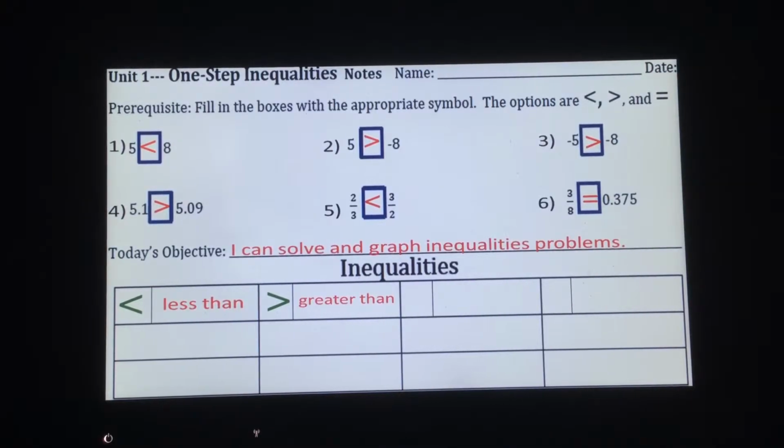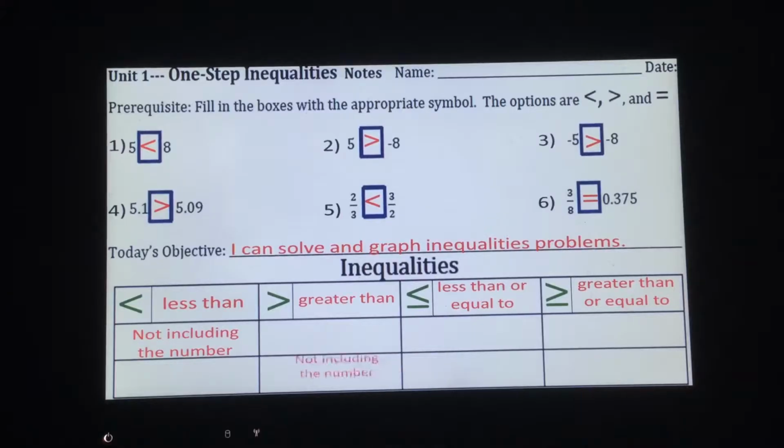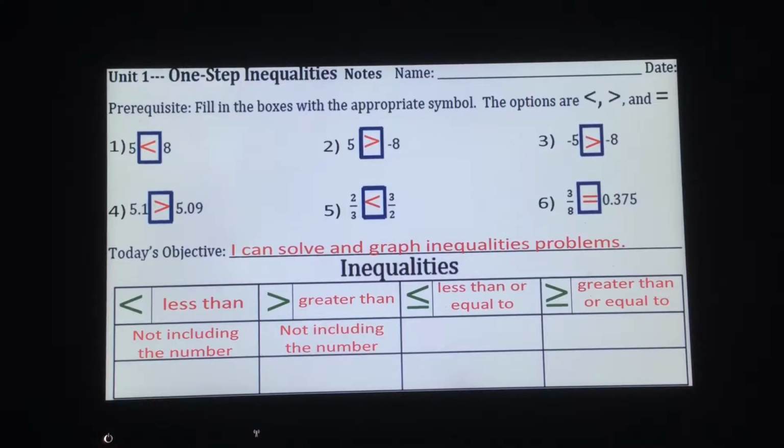Now the other 2 signs are very similar. They just have something called an or equal to bar. So this or equal to bar right here, that's what I'm talking about. This is called less than or equal to, and this one is called greater than or equal to. Because these 2 do not have an or equal to bar, they are not going to include the number that we're talking about in the problem. The other 2 do have or equal to bars, so these are included.